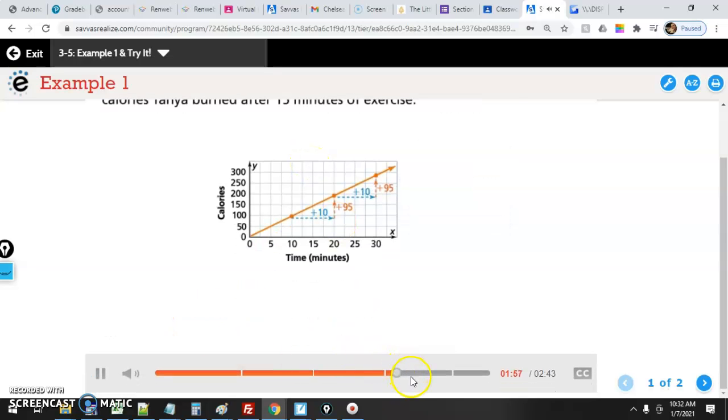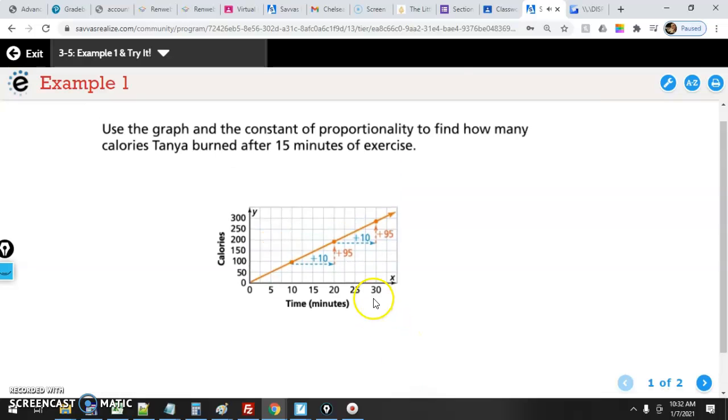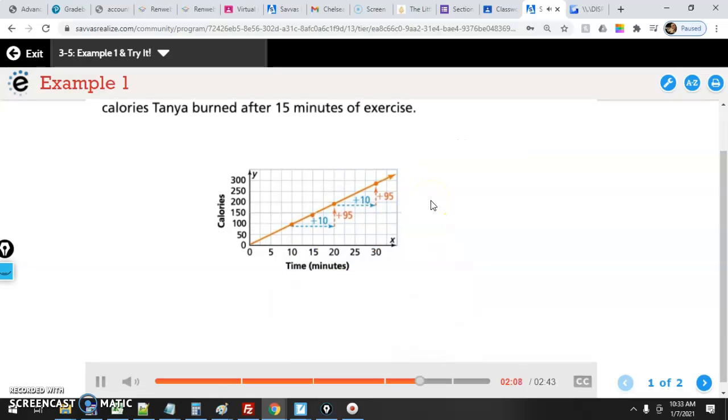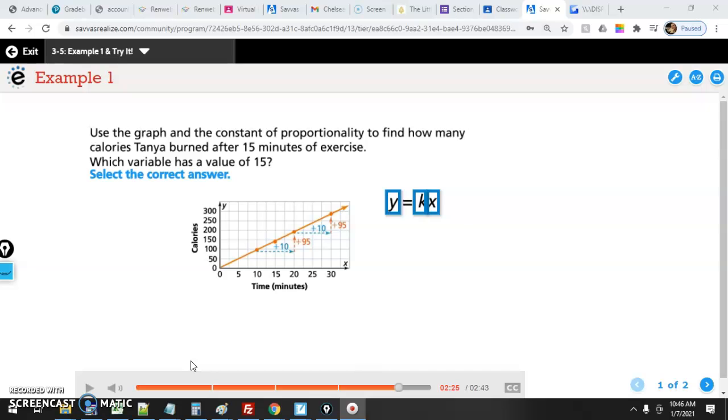All right, now it says use the graph to find the constant of proportionality. We just did that. Use the graph and the constant of proportionality to find how many calories Tanya burned after 15 minutes of exercise. Okay, so now the graph shows that the number of calories is close to 150. Now remember that constant of proportionality is k, which is equal to the ratio y to x. An equation that represents this relationship is y equals k times x. Which variable has a value of 15? So we are going to pick x, because x is the minutes. That's 15.